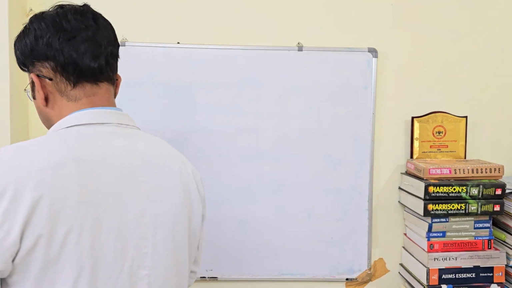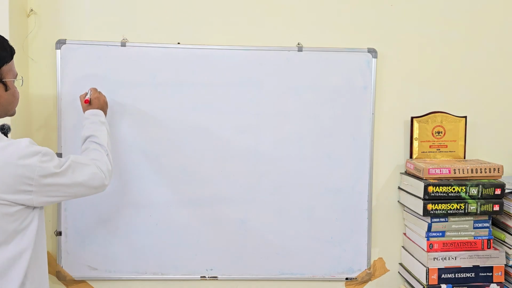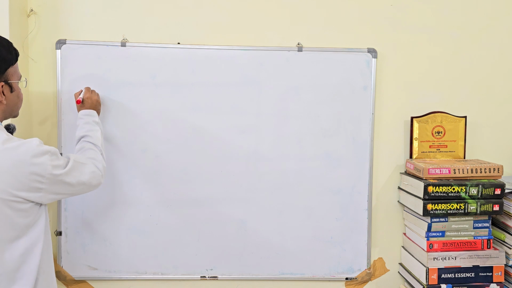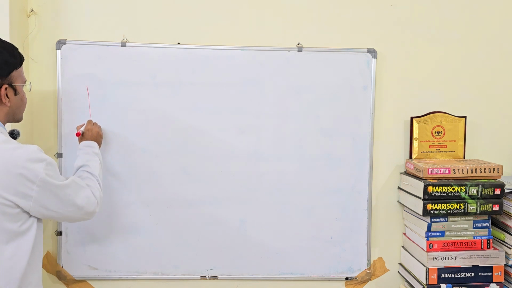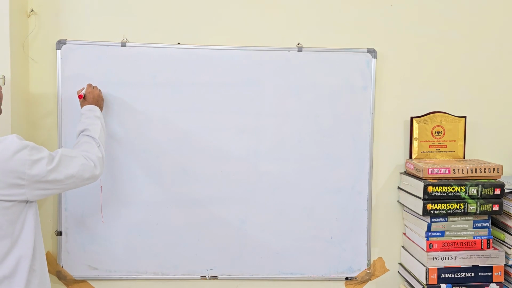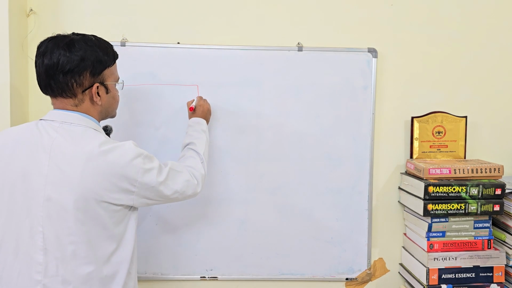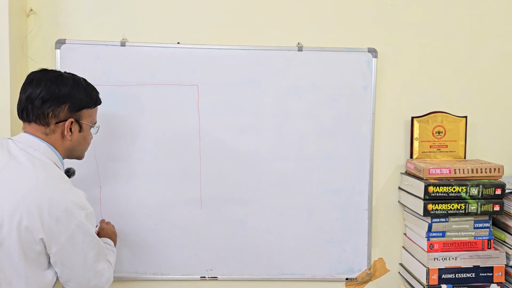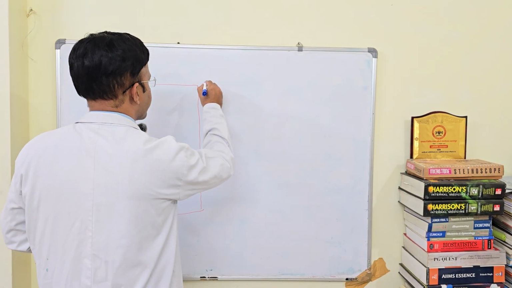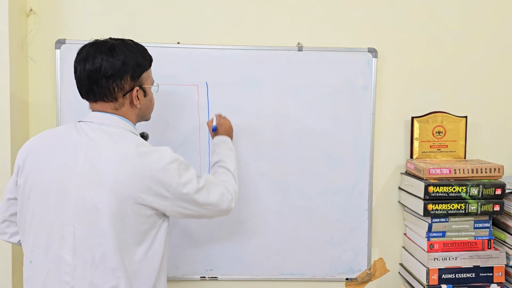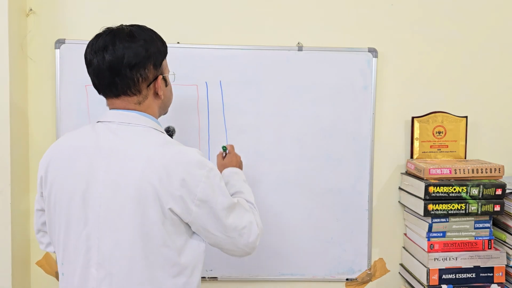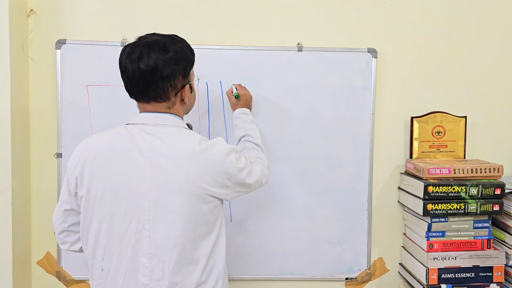First of all, we will draw our two glands, Leydig cells and Sertoli cells, right? We are going to represent them with two boxes, right? Leydig cells, then we are going to draw a capillary, right? And then we are going to draw our Sertoli cells.